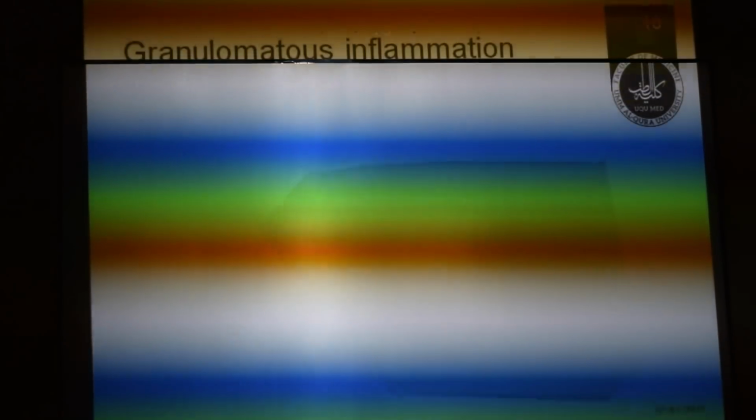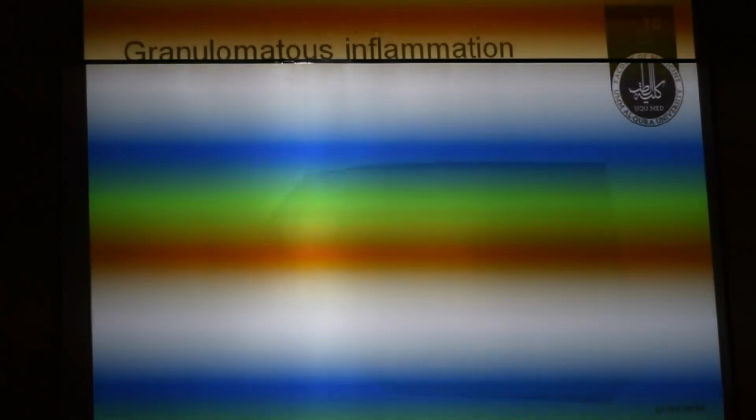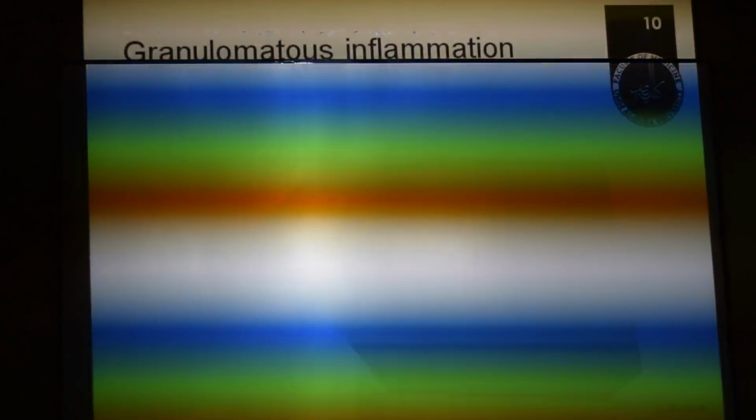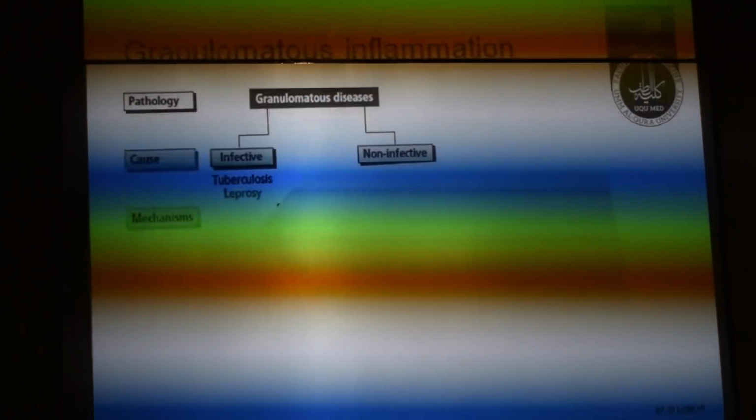Now the second condition is granuloma formation. Which diseases have granuloma formation? We have taken that in detail. Tuberculosis. First, it has to be an intracellular pathogen. Whether it is tuberculosis or leprosy, they have granuloma formation.